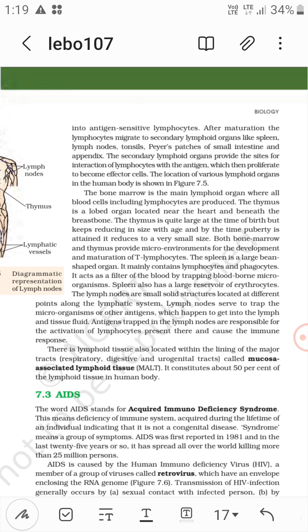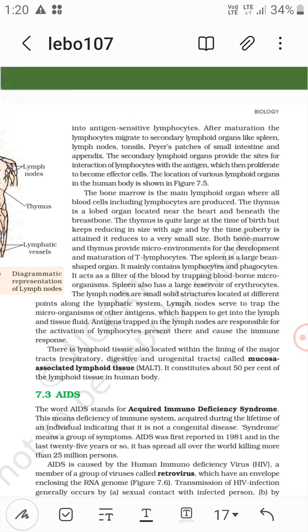The spleen is a large bean-shaped organ. It mainly contains lymphocytes and phagocytes. It acts as a filter of the blood by trapping blood-borne microorganisms. The spleen also has a large reservoir of erythrocytes.